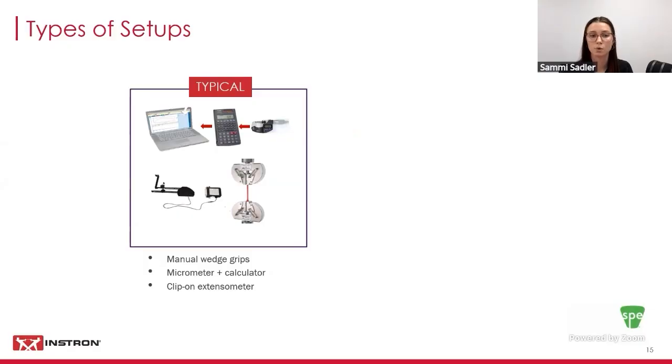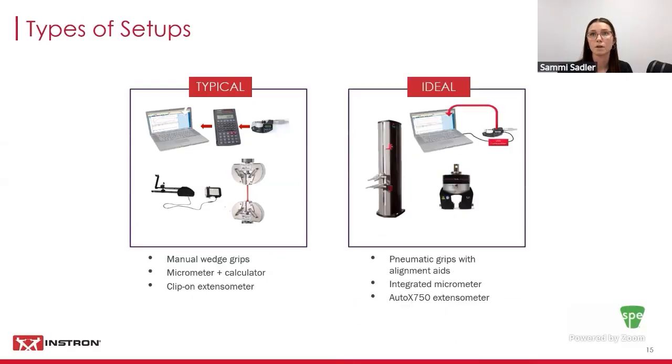The first one is a more typical setup and arguably a more manual system. So this included a pair of manual wedge grips, a micrometer and calculator, and then a clip-on extensometer. Comparing this to the more ideal system, which is a little bit more automatic, we have our pneumatic side action grips with our alignment aid, along with an integrated micrometer and an AutoX 750, which is our automatic contacting extensometer.